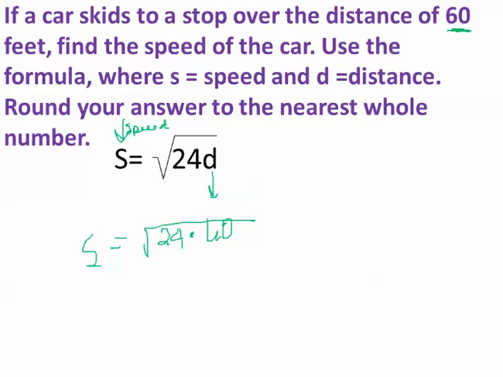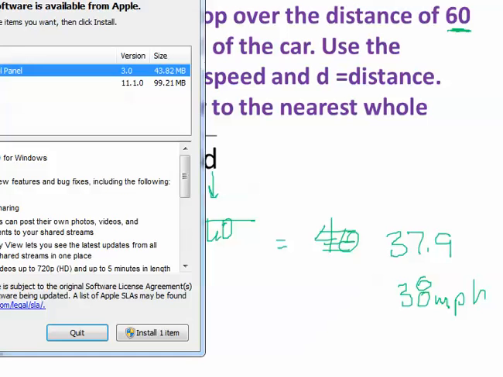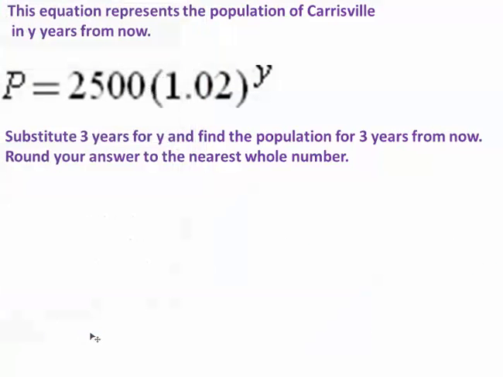And I suspect I need to put that in my calculator. So I'm saying square root of 24 times 60, and I get 37.9, which I'm going to call 40. Oh, not 40, it's 37.9, which is about 38 miles per hour. Nearest whole number for miles per hour. Not too bad, right?